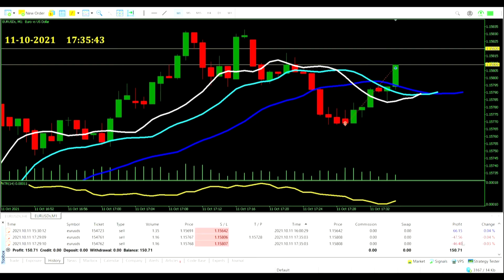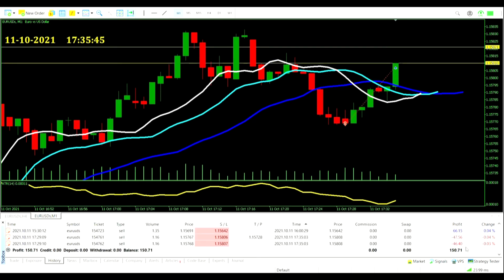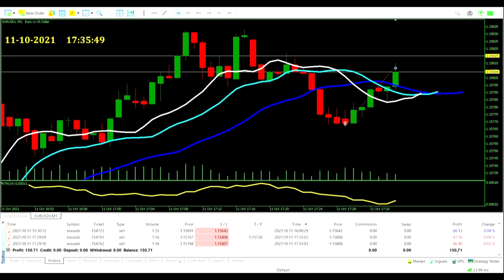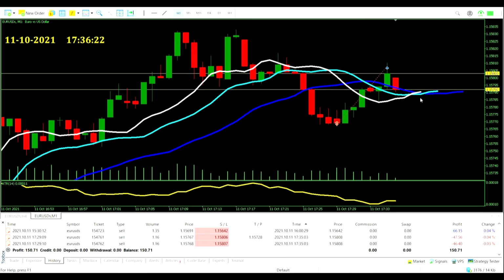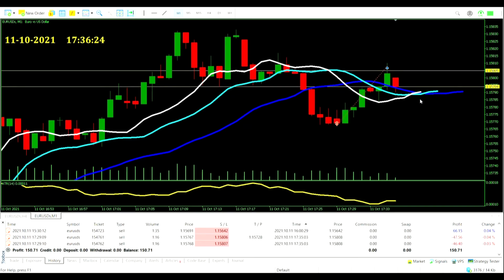There's the trade there. You can see in total we lost about $94. Still up for the day, $150.71. See what happens though, the lines have crossed and we do see price coming back down, so this is exactly what I'm talking about. We could see a recross getting us back in.